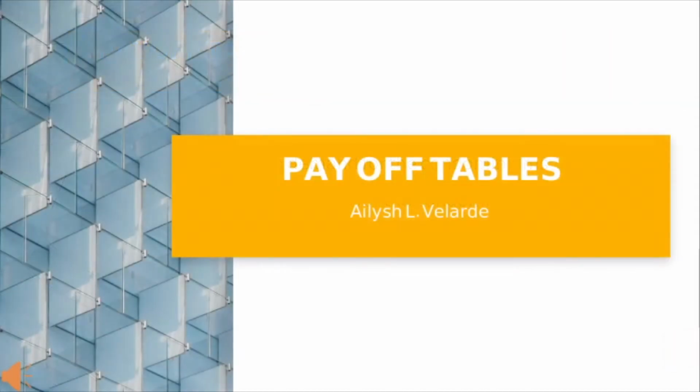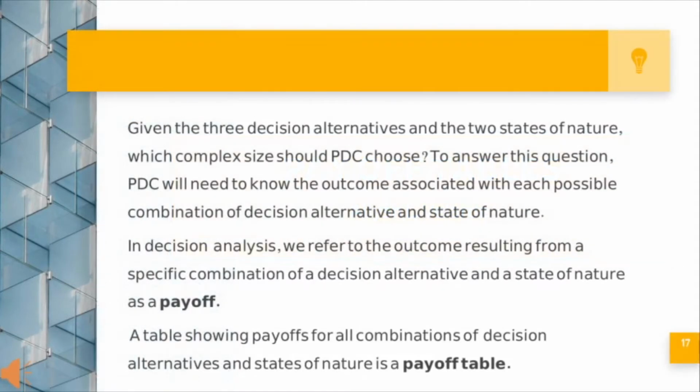Let us now move on to payoff tables. Given the three decision alternatives and the two states of nature, which complex size should PDC choose? To answer this question, PDC will need to know the outcome associated with each possible combination of decision alternative and state of nature. In decision analysis, we refer to the outcome resulting from a specific combination of a decision alternative and a state of nature as a payoff. A table showing payoffs for all combinations of decision alternatives and states of nature is a payoff table.